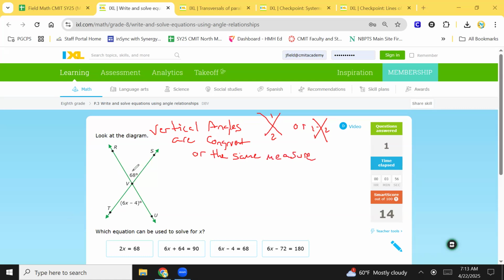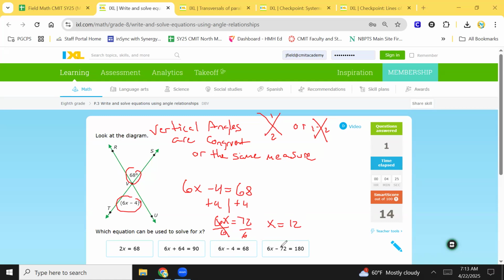Okay, so that means that this angle right here is equal to this angle right here. So we would say 6x minus 4 equals 68. And now we have an equation to solve. Add 4 to both sides. 6x equals 72. Divide both sides by 6. And x equals, is that going to be 12?